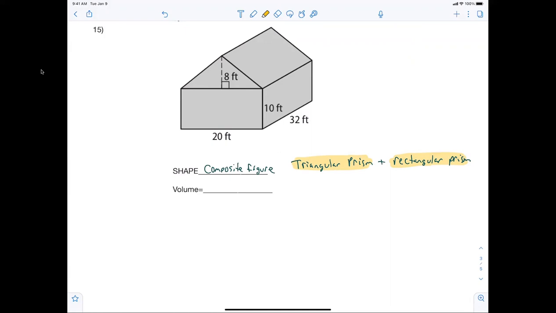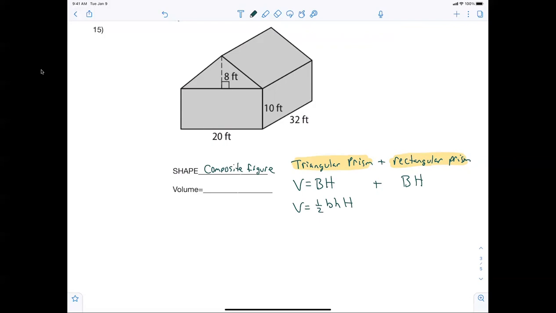So again, we're going to write it twice. Volume equals base times height plus base times height. So what's the formula for area of a triangle again, guys? 1/2 base times height times capital H.